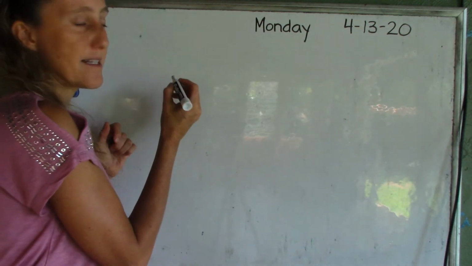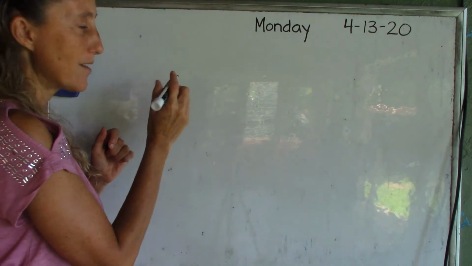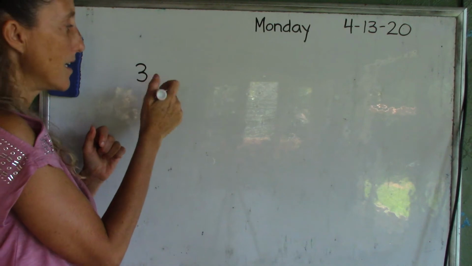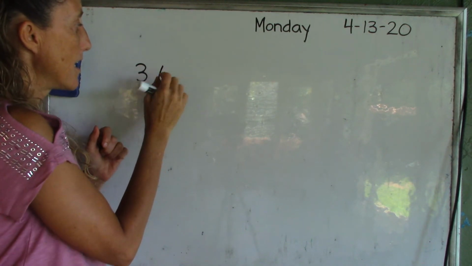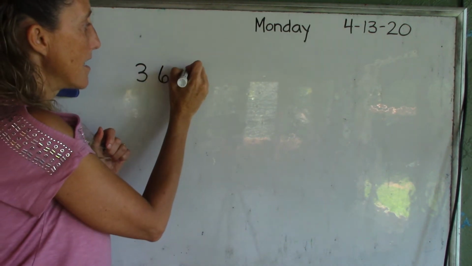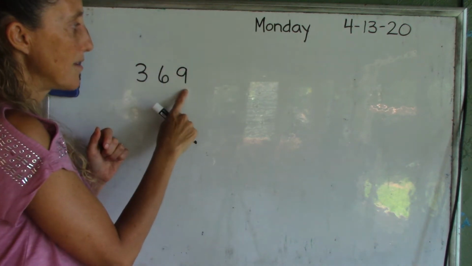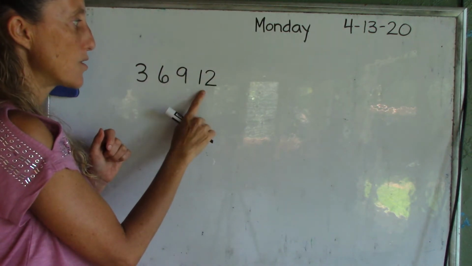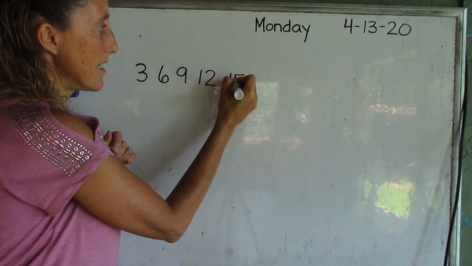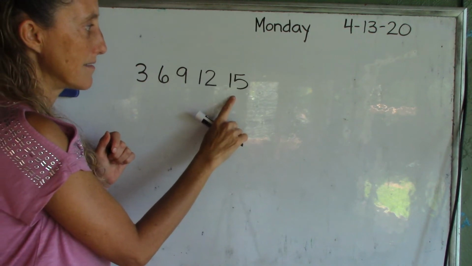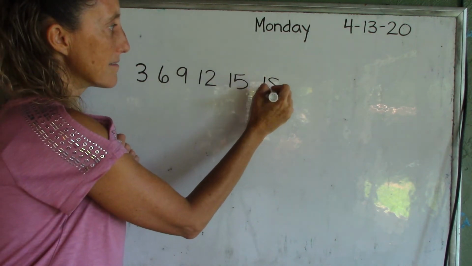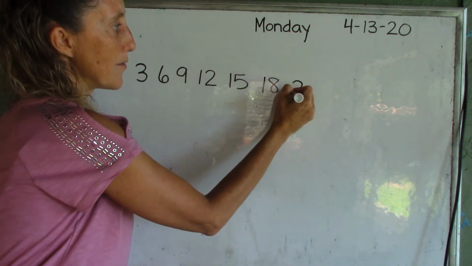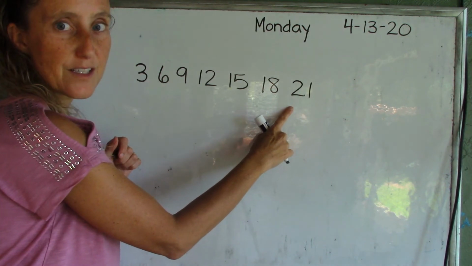Let's count by 3s. So this is what it's like for 3s. We're all counting together. Here we go. 3. So 3 times 1 is 3. 6. 3 times 2 is 6. 9. 3 times 3 is 9. 12. 3 times 4 is 12. 15. 3 times 5 is 15. 18. 3 times 6 is 18. 21. 3 times 7 is 21.